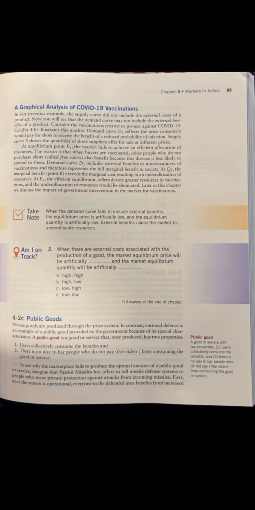Demand curve D2 includes external benefits to non-consumers of vaccinations, and therefore represents the full marginal benefit to society. At Q1, the marginal benefit at point B exceeds the marginal cost, resulting in under-allocation of resources. At E2, the efficient equilibrium, sellers devote greater resources to vaccinations, and the under-allocation of resources is eliminated. Later in this chapter, we discuss the impact of government intervention in the market for vaccinations.